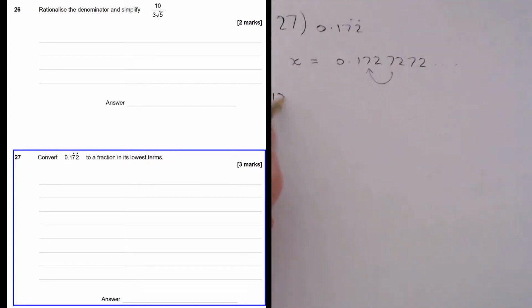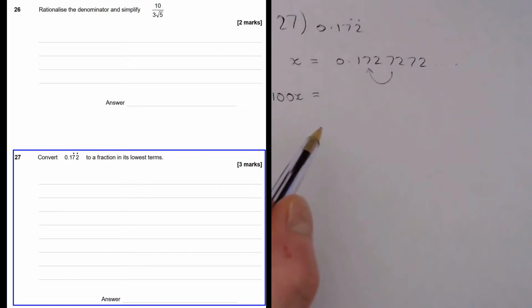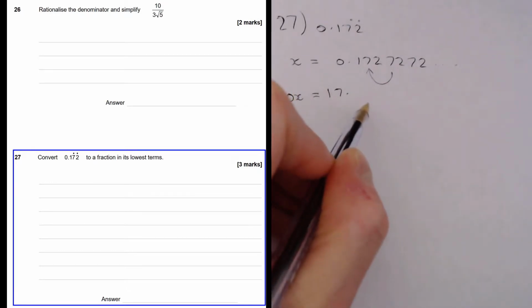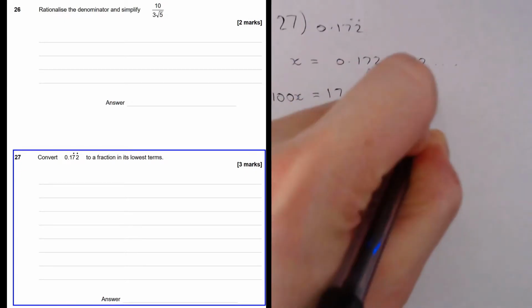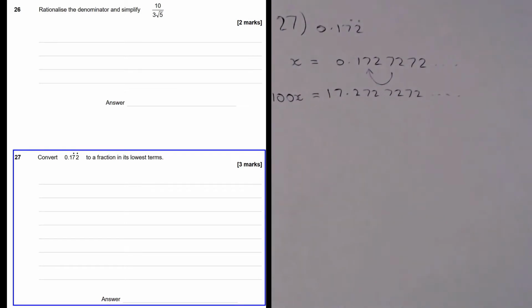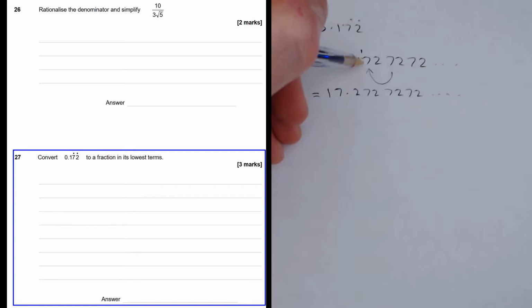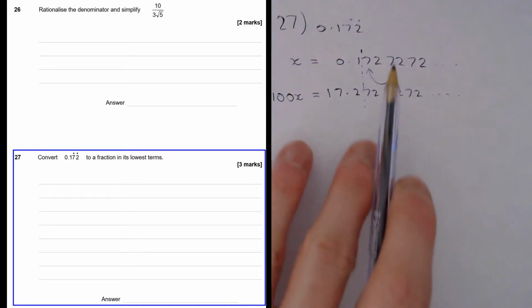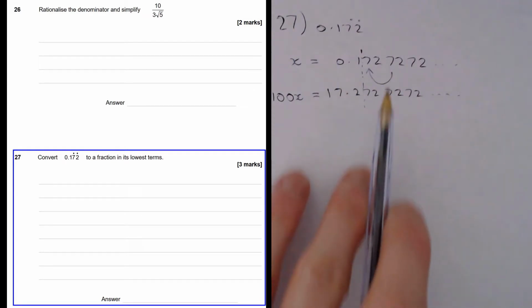So let's do that. If x equals 0.1727272, then 100x is going to equal, we need to multiply this by 100, so we're going to get 17 point, and then we're going to get 2, 72, 72, 72, dot dot dot. Now notice that everything to the right of this 2 here is the same, so if I just put in a dotted line there, can you see that the tail end of these decimals are identical? So when we take these numbers away from each other, this bit disappears.